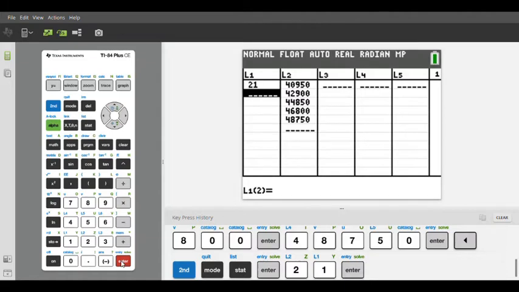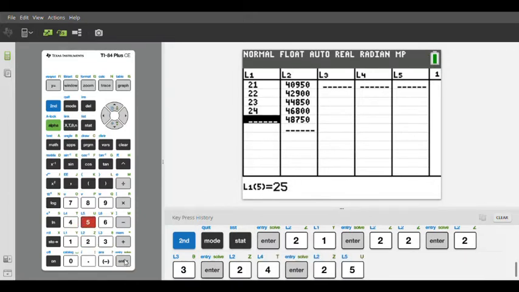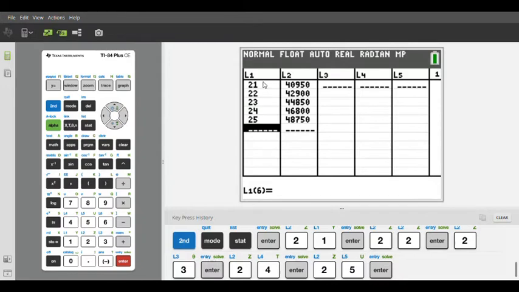Once you type the first one in, hit enter. Type the next one in, hit enter. So on and so forth. You should obviously have 2 even lists. So our years were from 21 to 25, and then our retirement rate or whatever was here. So we've got all those typed in. Now we still need to find an estimation of the line here.